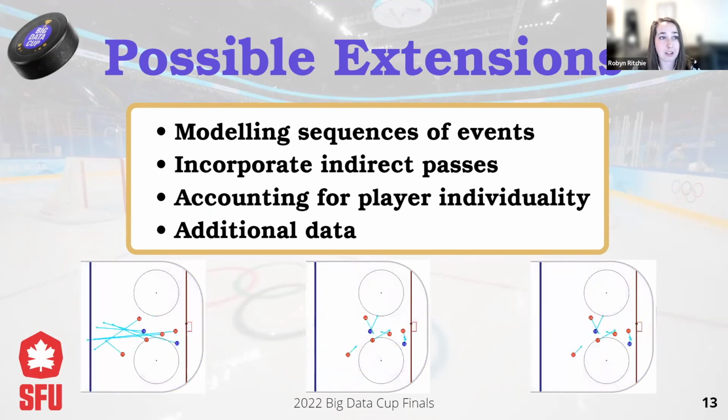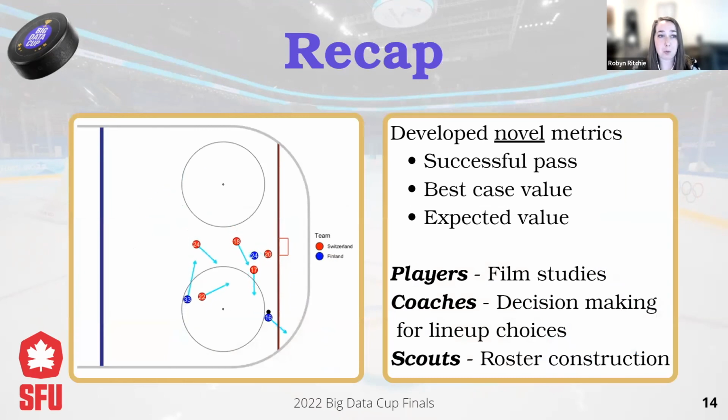additional data at hand. To summarize, we have created novel metrics, including successful pass probability, best case pass value, and expected pass value, that are beneficial to players, coaches, and scouts. They can be used in the film room and for both roster and lineup decisions. These metrics can be easily adapted beyond the power play and are applicable to other sports. The detailed visualizations allow for seamless incorporation anywhere in the organization, and therefore our work can have a direct impact on and off the ice.